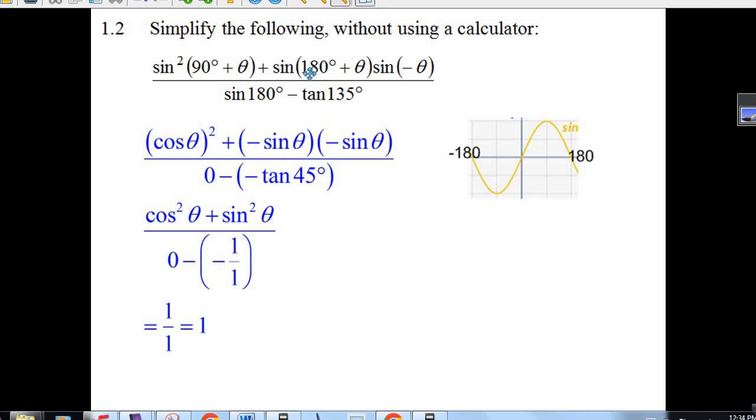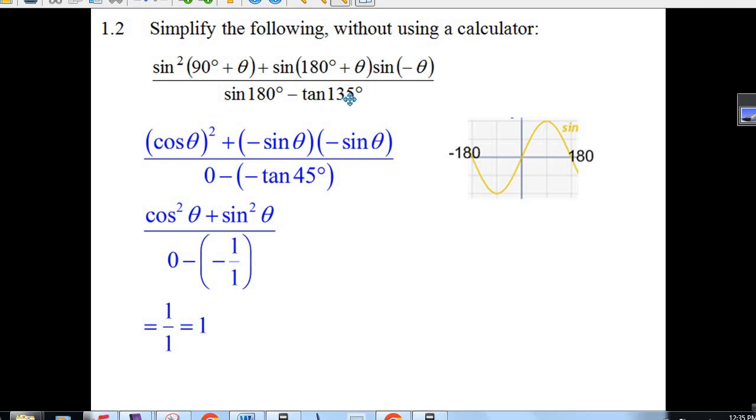There you go. This is 180 degrees. Adding theta means you've moved into the third quadrant, and sine's negative there, minus sine theta. Minus an angle means you've bent down into the fourth quadrant. So sine is negative down there where y's negative, so it's minus sine theta.